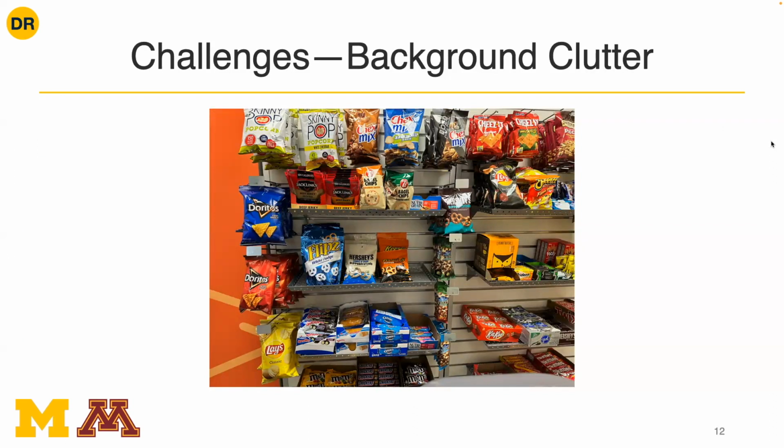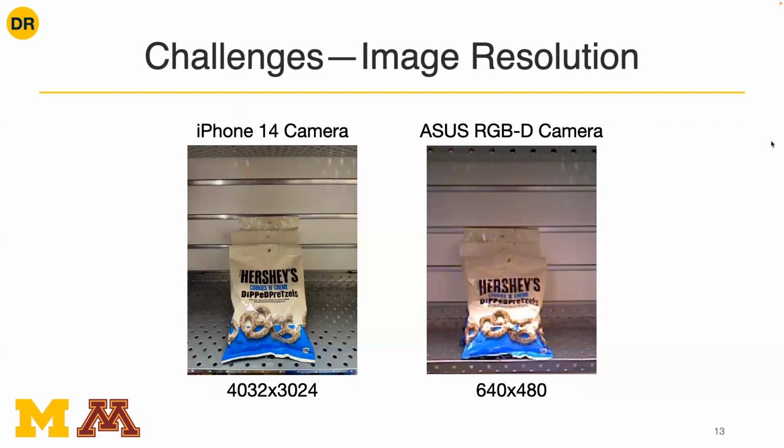Moreover, in the real world, we're not going to always get those close-up photos right on the subject. We're going to have images that are very, very cluttered, where there's multiple items in the image. There's potentially occlusions. There's potentially issues with image resolution. So for example, if you take a photo with an iPhone 14, you're going to get very high-resolution photos in comparison to what you might get from, let's say, a sensor that's on the Fetch robot, the Asus RGBD camera.